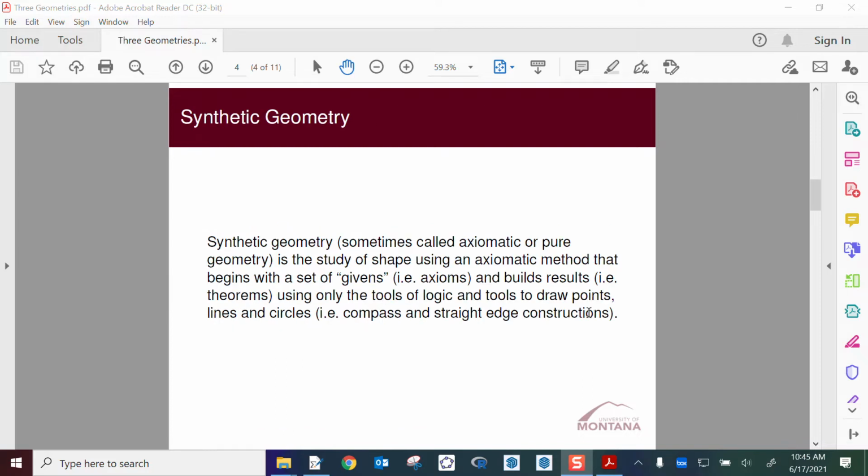Synthetic geometry is sometimes called axiomatic or pure geometry, and it's the study of shape using an axiomatic method that begins with a set of givens, usually we call these axioms, and then builds results, that is theorems, sometimes corollaries as well, using only the tools of logic and the tools to draw points, lines, and circles. So these are what we call compass and straight edge constructions. So we use logic and we use very primitive drawing tools, point, line, and circle tools.